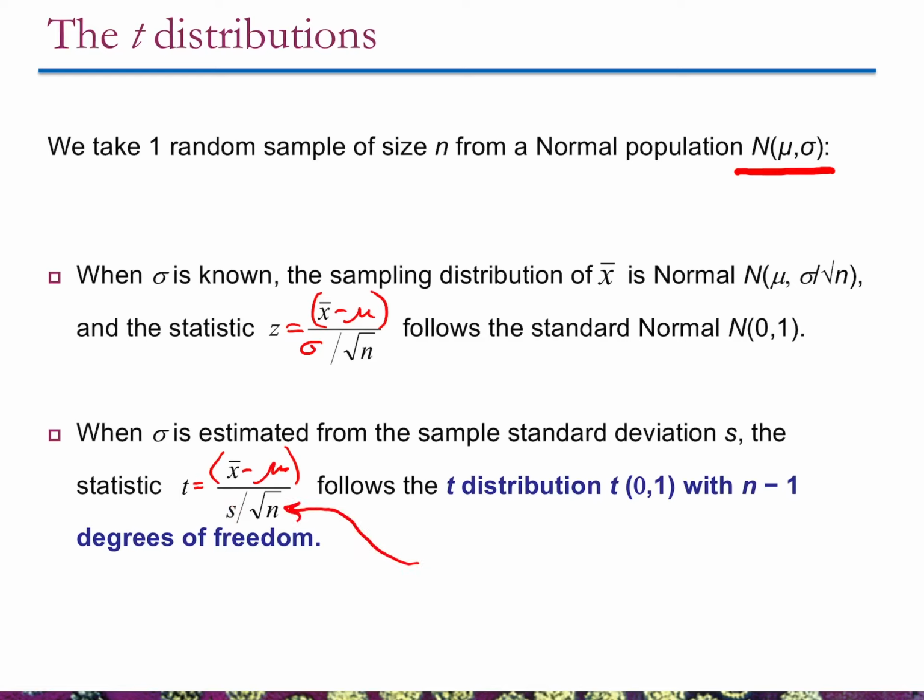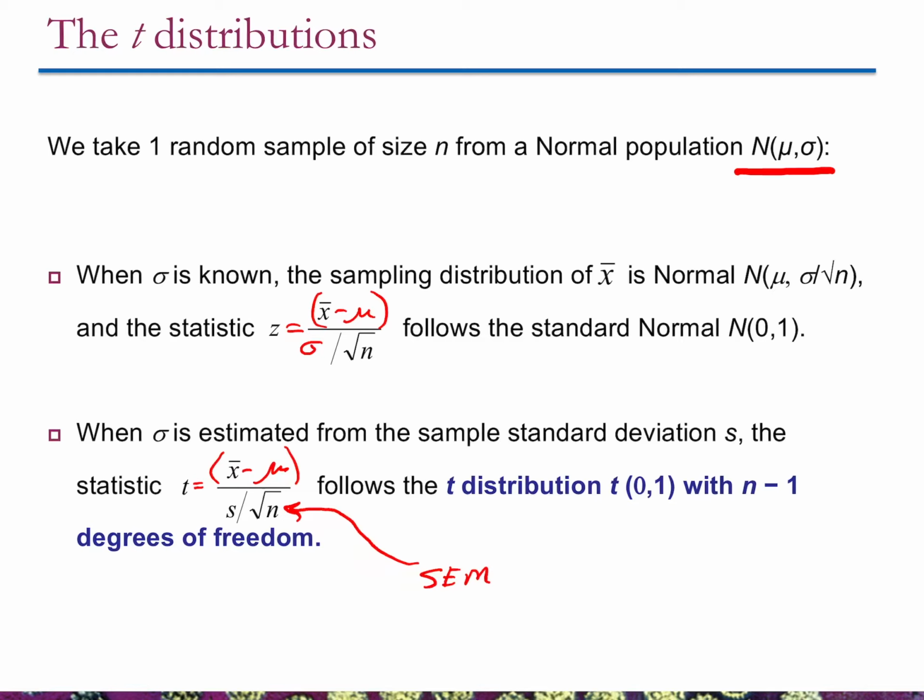Okay, by the way, this denominator right here, the sample standard deviation divided by the square root of n, is actually a new statistic called the standard error of the mean, or the SEM for short. We're going to see that more here in just a little bit, okay?